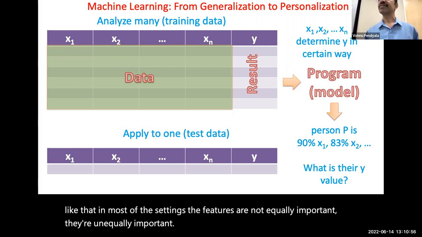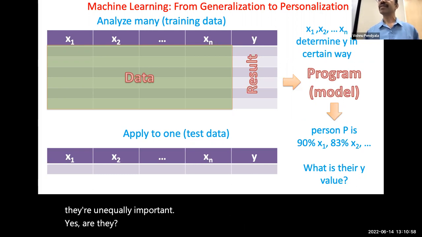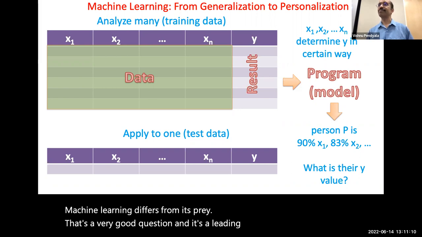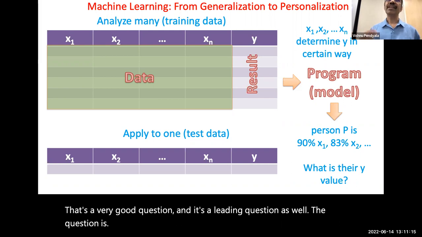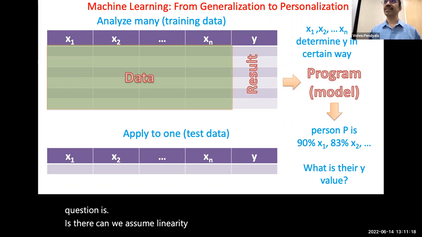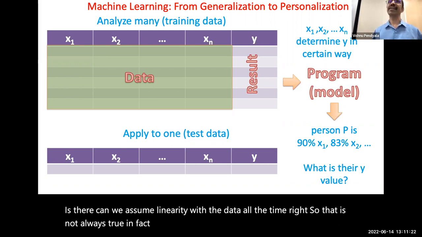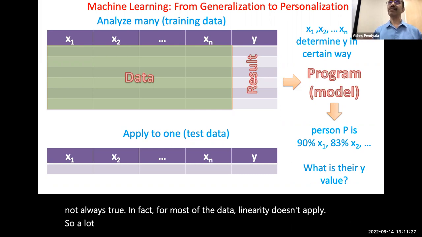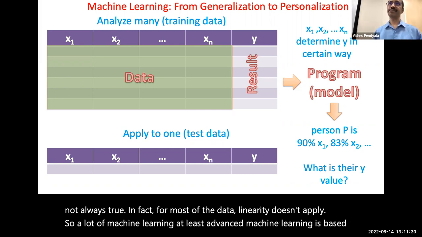Are the coefficients assumed to be linear, or is that part of how machine learning differs from its predecessors? Yeah, that's a very good question, and it's a leading question as well. Can we assume linearity with the data all the time? That is not always true. In fact, for most of the data, linearity doesn't apply. So a lot of machine learning, at least advanced machine learning, is based on non-linearity.